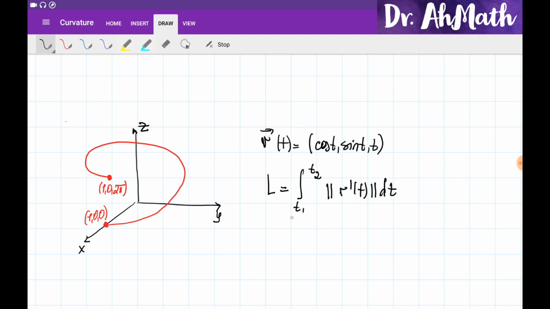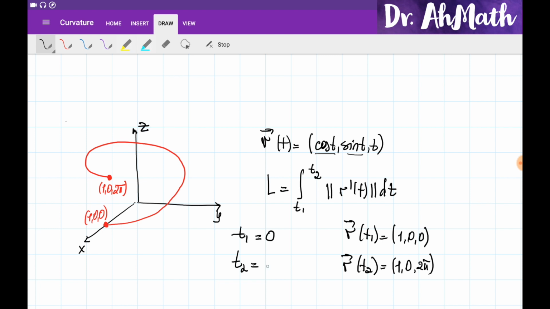So what we need to do is find the values for t1 and t2. So which value of t do I need to choose so that r of t1 is going to be 1, 0, 0? Probably its value is simply 0, right? If you put t1 equal to 0 here, it's going to be 1, 0, 0. So which value of t do we need to choose so that r of t2 is going to be 1, 0, 2 pi? Probably 2 pi, right? If you substitute 2 pi here, it's going to be 1, 0, 2 pi.